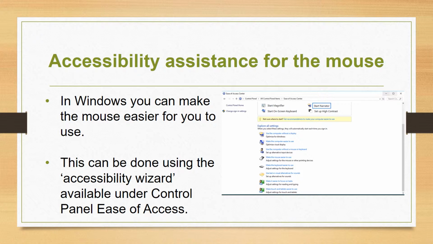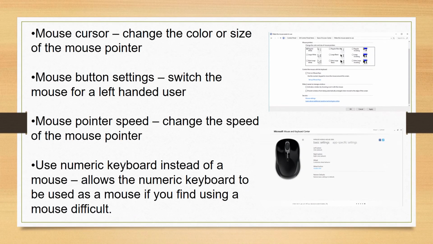There are many items available to make accessibility for the mouse easier. For instance, in Windows you can make the mouse easier to use by using the Accessibility Wizard available under Control Panel, Ease of Access. On a Mac, it would be located in System Preferences. For example, you can change the color and size of your mouse pointer, switch the mouse for a left-handed user, change the speed of your mouse pointer, and use a numeric keyboard instead of a mouse for people who find using a mouse difficult.